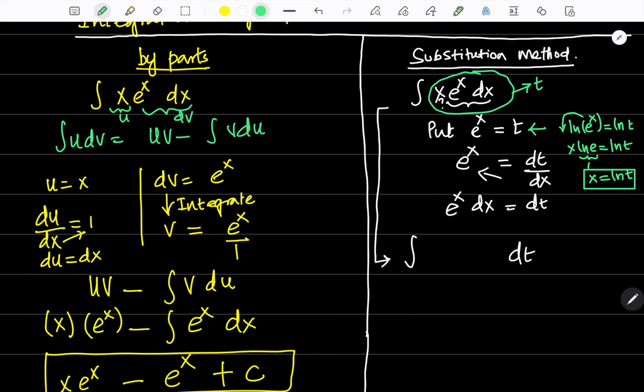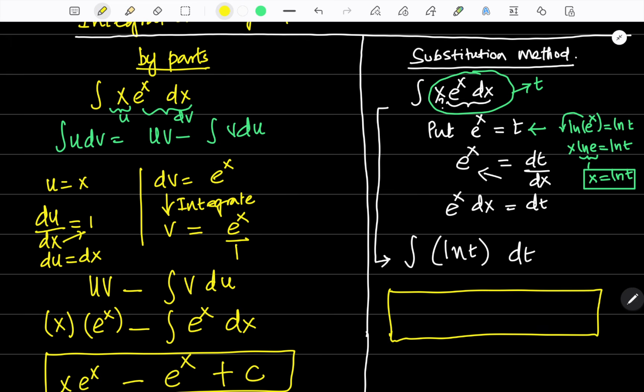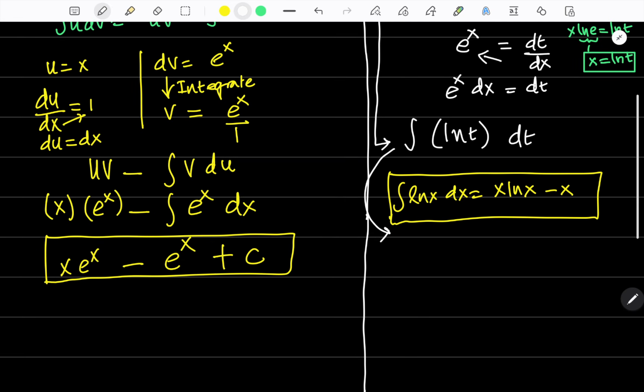Now what happened to this one? It changes to the integral of x, which is ln t, dt. And what is the integration formula I gave you for integral ln x dx? Do you remember? Integral ln x is x ln x minus x, which we used in the previous modules. Now we have integral ln t dt. So the formula for integral ln t dt, by the same idea, is t ln t minus t.